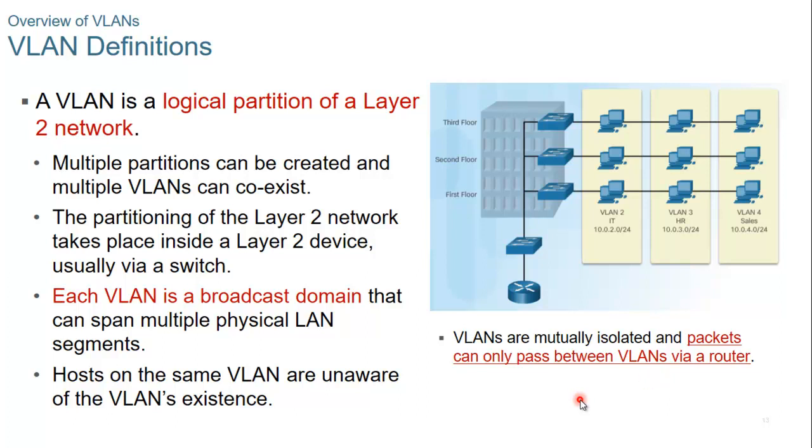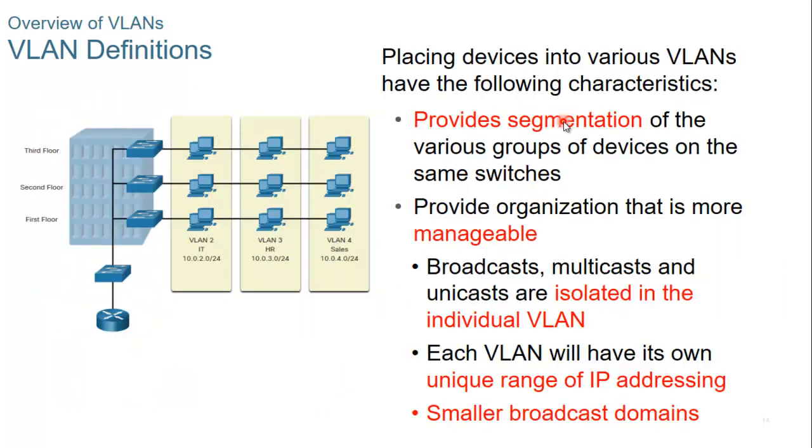If you remember from previous notes in your netcom class, this switch is actually partitioned into 3 different VLANs. And although all of these devices here on level 3 are connected to the same switch, they cannot communicate with each other unless they are in the same VLAN. Placing devices into various VLANs has the following characteristics.